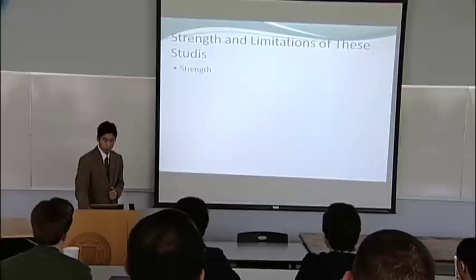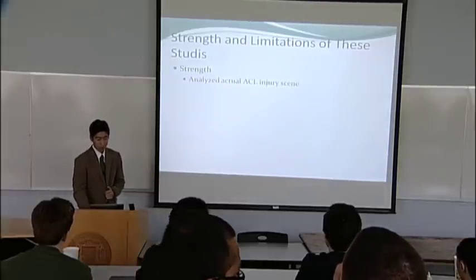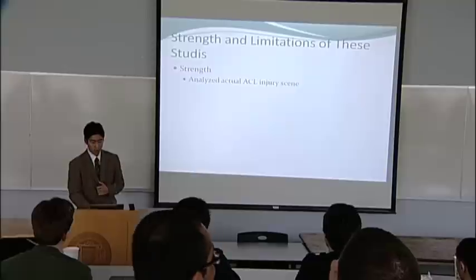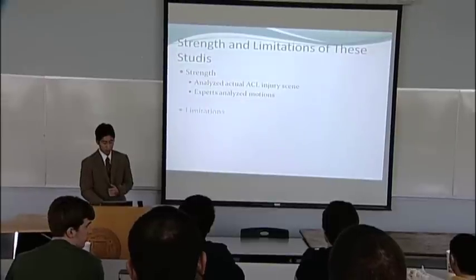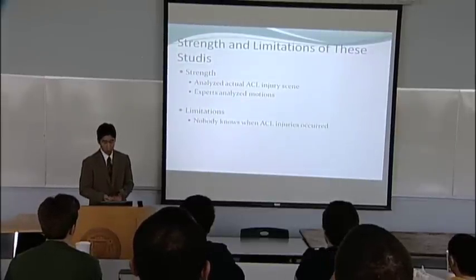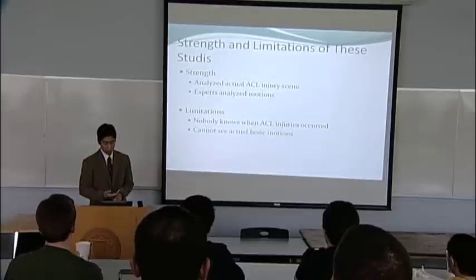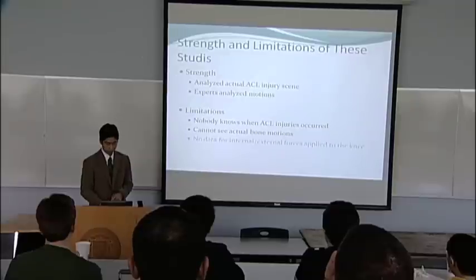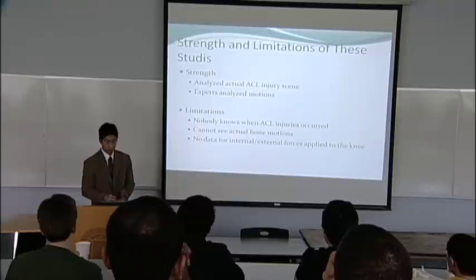The strengths and the limitations of these studies: the strength is that this kind of study analyzed actual ACL injury scenes, and experts analyzed motions. But the limitations are that nobody knows when the ACL injury occurred. You can see it, but you also cannot see actual bone motions. And there is no data about internal or external forces applied to the knees.